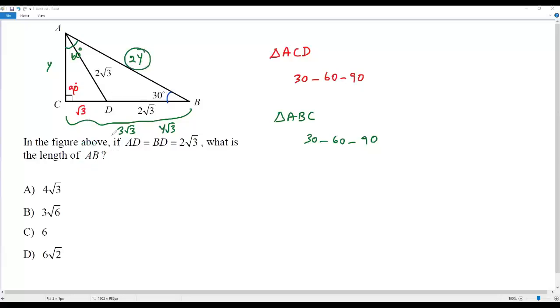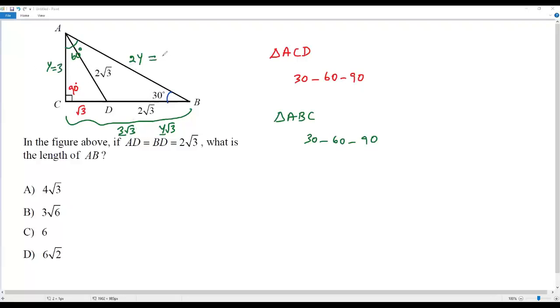Now we got the length of BC in terms of y, that is y times square root of 3. But we already know the length of BC, that is 3 times square root of 3. Both of them represent the length of BC. So when I compare 3 square root of 3 and y square root of 3, in the place of y I have 3. So now I got the value of y: y is equal to 3.